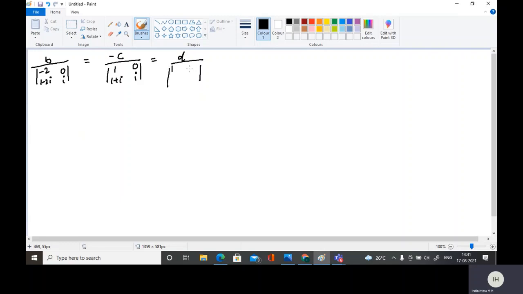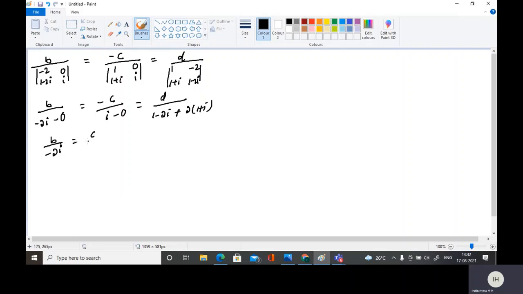So we obtained (1 - 2), (1 + i), (1 - 2i). So now we have to simplify this. b by -2i, that is -2i into 1... -0 into (1 - 2i) is 0, is equal to -c by (1 into i is i) - 0, is equal to d by 1 into (1 - 2i) is (1 - 2i) minus of -2 is plus 2 into (1 + i). Now simplification: b by -2i is equal to c by -i.